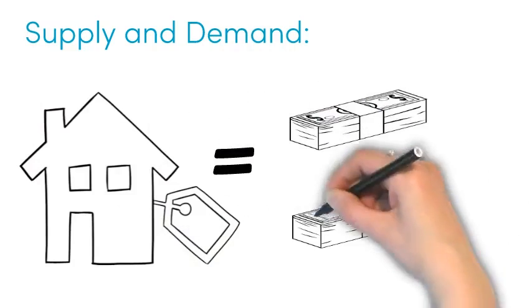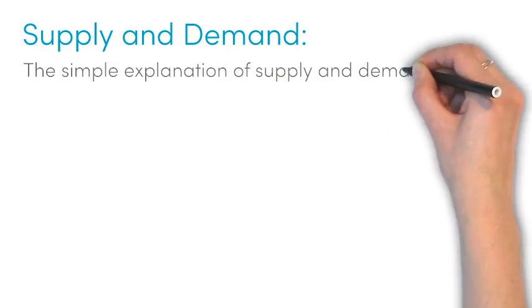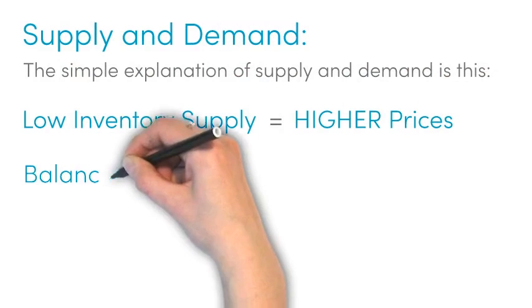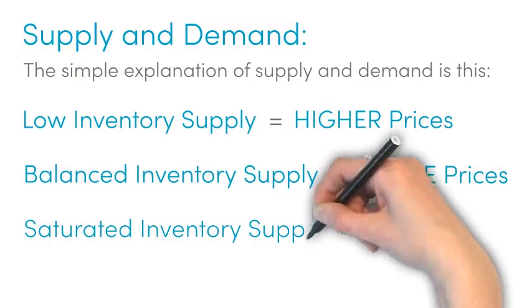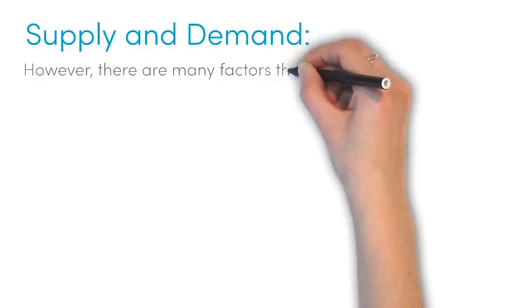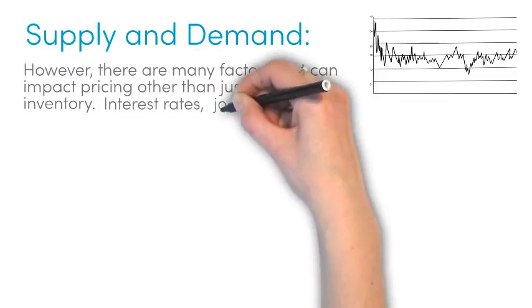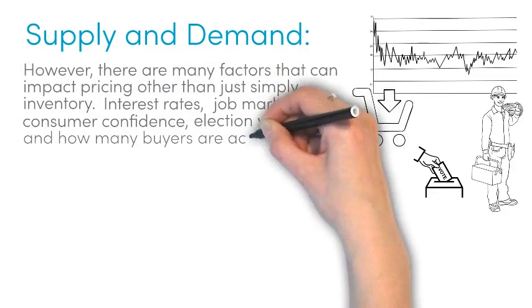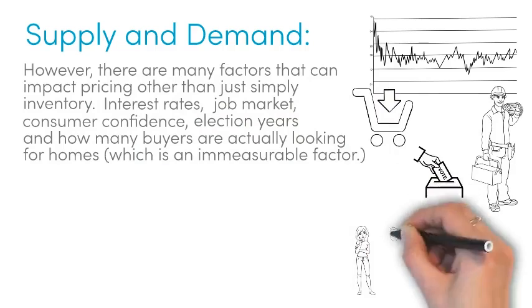Supply and demand. The simple explanation of supply and demand is this: low inventory supply equals higher prices, balanced inventory supply equals stable prices, and saturated inventory supply equals lower prices. However, there are many factors that can impact pricing other than just simply inventory. Interest rates, job market, consumer confidence, election years, and how many buyers are actually looking for homes, which is an immeasurable factor.